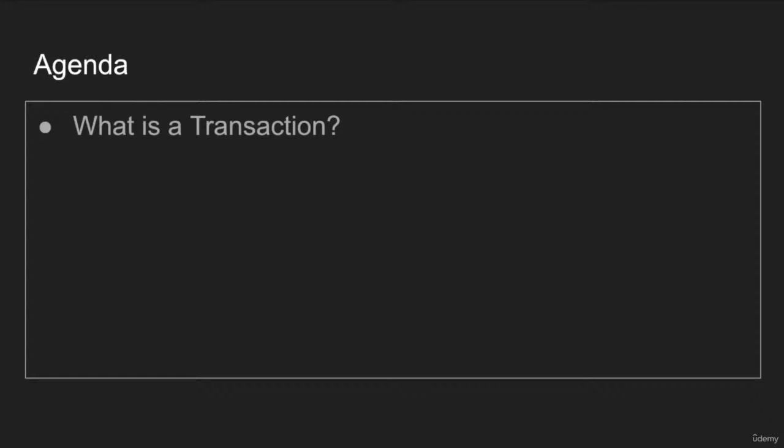transaction. Before we even start talking about these four properties, we really need to understand what a database transaction is at its core. And once we understand this, then we're going to jump into the first property, atomicity. What is it exactly? Why is it the most important thing to guarantee consistency?